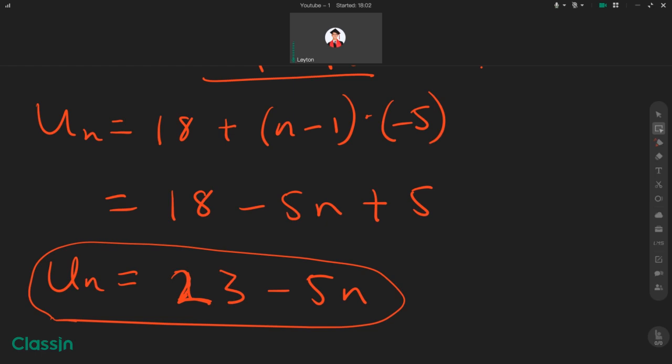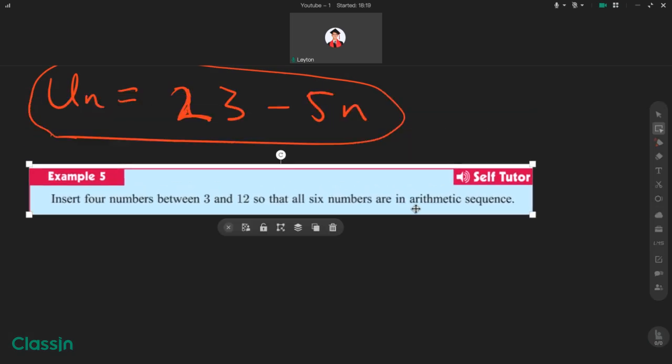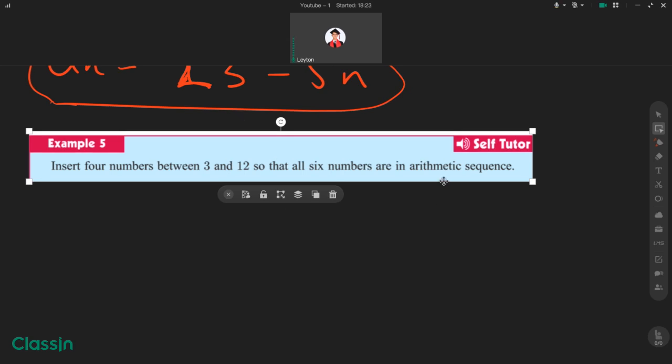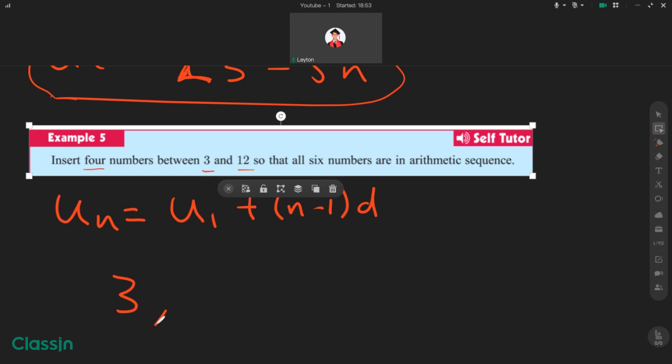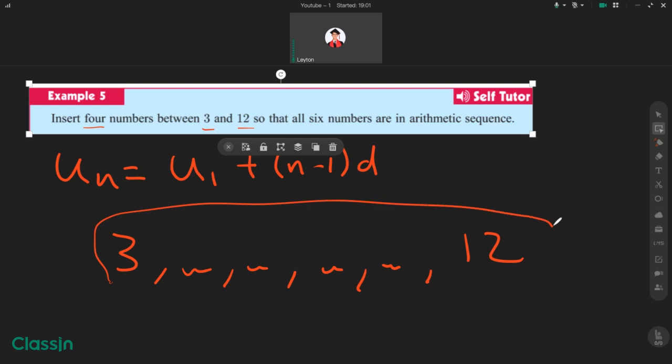I'm going to do 2 more examples. Insert 4 numbers between 3 and 12 so that all 6 numbers are in arithmetic sequence. Okay. So the key is still the general formula. U of n is equal to u of 1 plus n minus 1 d. So let's take a look. We have 3 and 12, and we want to put 4 numbers in between them. It's going to be 3, blank, blank, blank, blank, 12. So the key is to find what's in between.